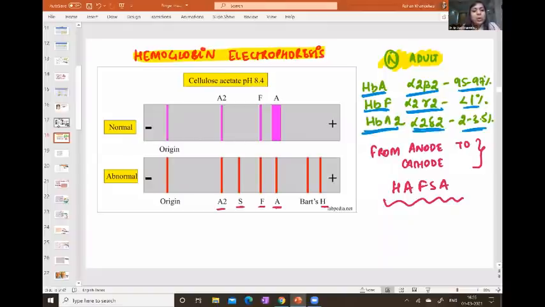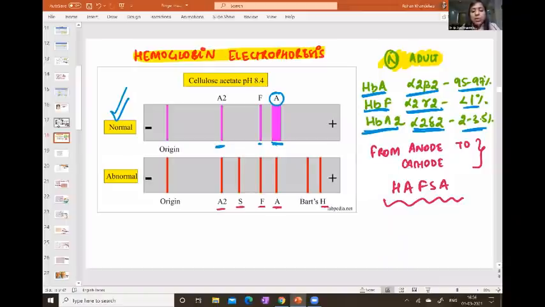Now, when I do electrophoresis, in a normal person you can appreciate I'm seeing these 3 bands. Because the amount of adult hemoglobin is maximum, it has the thickest band. Fetal hemoglobin has the thinnest band, whereas A2 has a medium band, correct? Because A2 is 2 to 3.5%. So that is the electrophoresis of a normal patient, the first image which I'm showing, right?